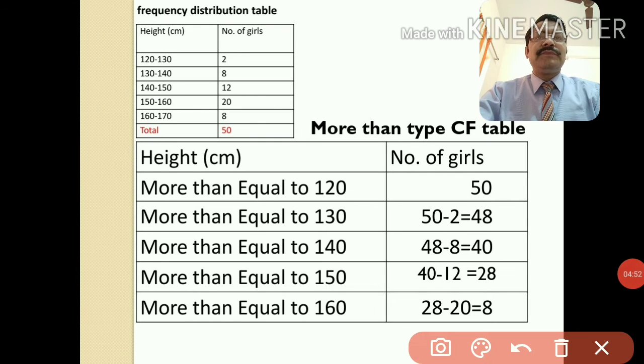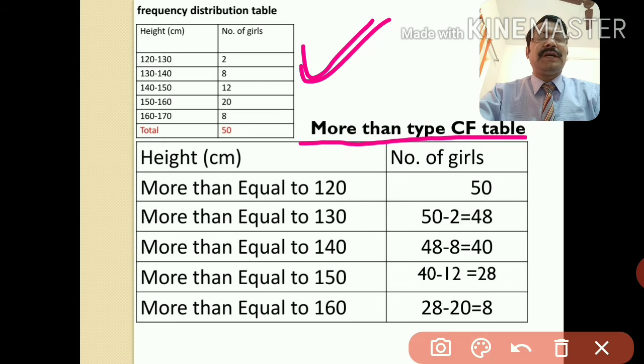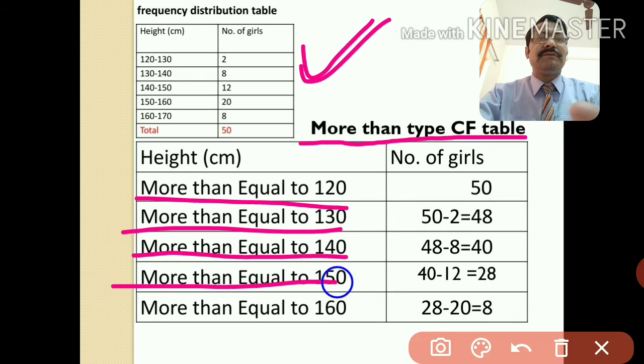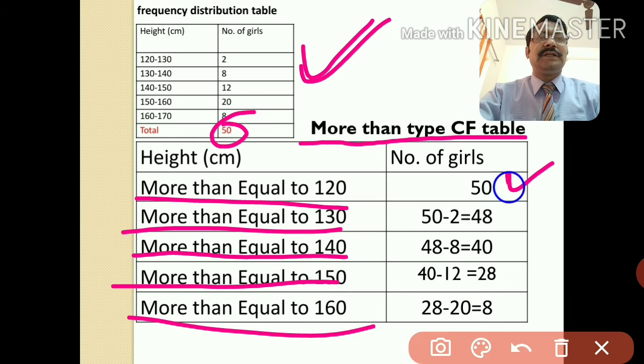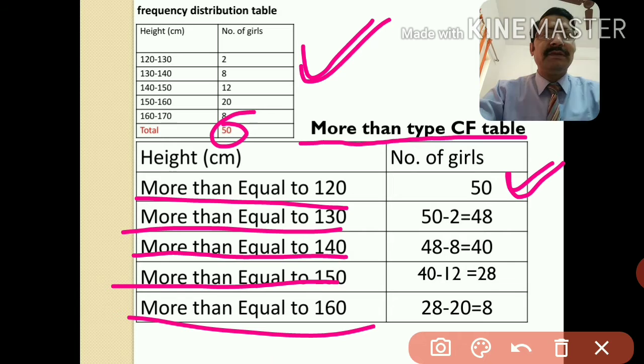Look here, all of you, the frequency table is given, and one more method is to find the more than type CF. So here you can write more than 120, more than 130, more than 140, more than 150, and for more than 120 we can write the total. More than 120 means all are more than 120, so you write the total.